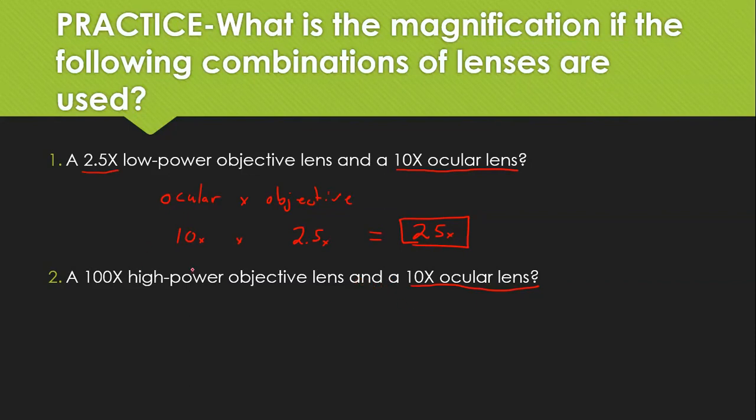So again, same kind of question here, but now we're looking for the magnification under high power. So the ocular remains at 10 times, and we're multiplying it by the high power objective, and in this case, it's 100 times. So our total magnification using these two lenses would be 1,000 times. 10 times 100. So very simple.